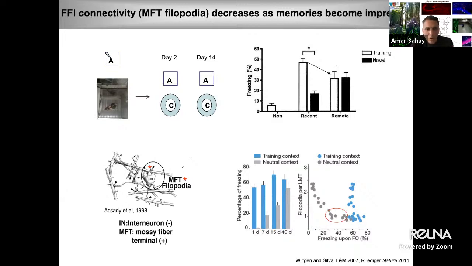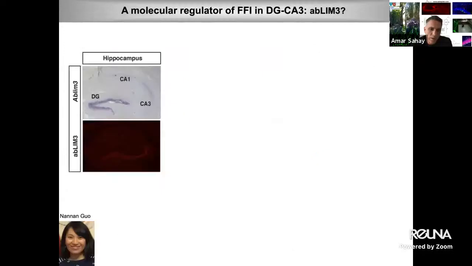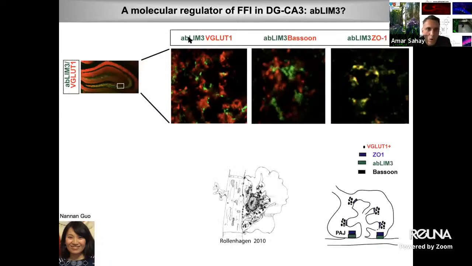So we set out to identify molecular regulators of granule cell PV neuron connectivity. And this is work that was driven by a very talented postdoc in my lab, Nanan Guo, who now has her own lab in China. And what we found was this gene ABLIM3 that is expressed only in granule cells of the dentate gyrus. But if you zoom in, you find that the protein is only found in the mossy fibers. And if you further zoom in, you'll see that ABLIM3 co-localizes with these ZO1 positive puncta adherentia junctions, and it's absent from the active zones that are labeled by Bassoon.